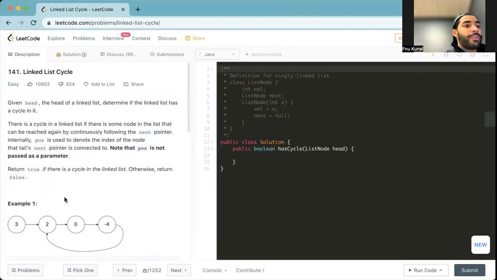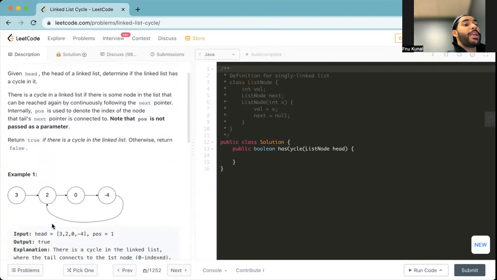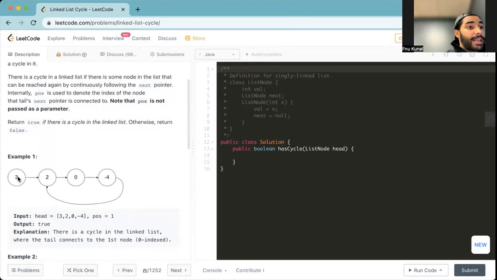So we are given the head of the linked list, for example, number 3, and we need to traverse the linked list and see if there is a cycle in it or not. A cycle means it has a kind of loop in it. For example, 2, 0, -4, and then it comes back to 2. So this is called a cycle of a linked list, and our job is to detect if it's a cycle, or if the linked list ends here.